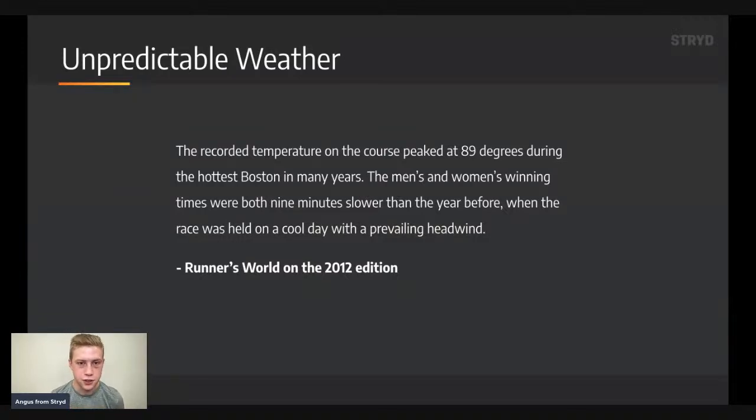The recorded temperature on the course peaked at 89 degrees Fahrenheit during the hottest Boston in many years. The men's and women's winning times were both 9 minutes slower than the year before, when the race was held on a cool day with a prevailing headwind. So I think this is really a great quote that demonstrates the unpredictability of the course. It can be hot, it can be cold, it can be snowy, it can be rainy. You really have to be prepared for anything.